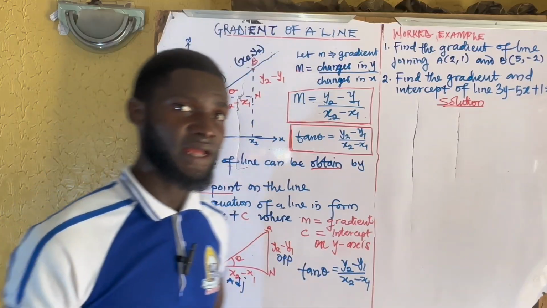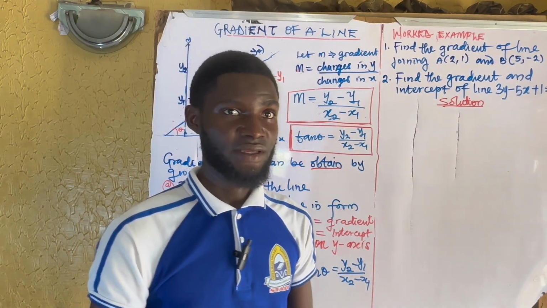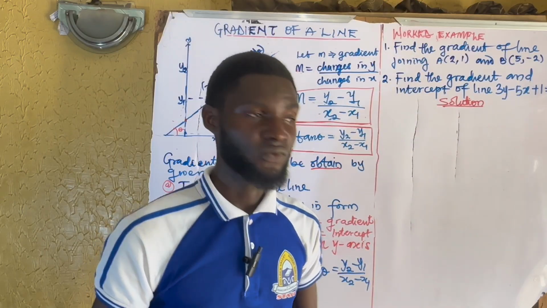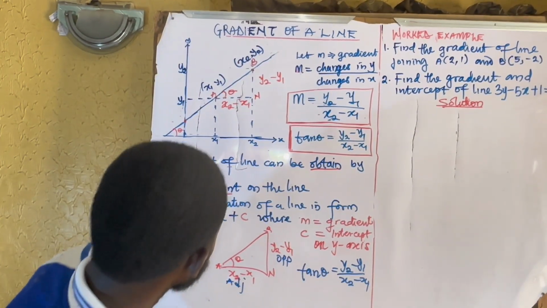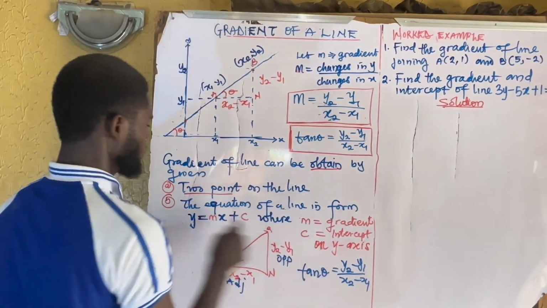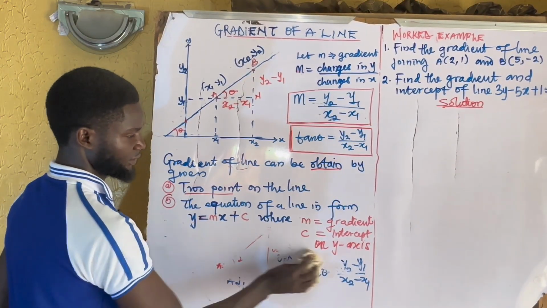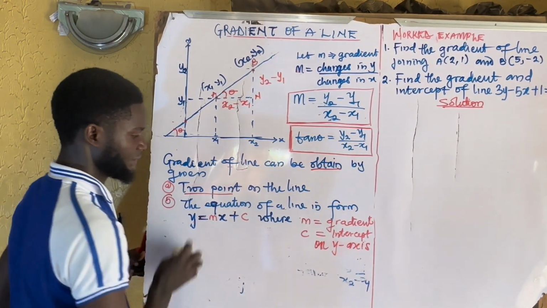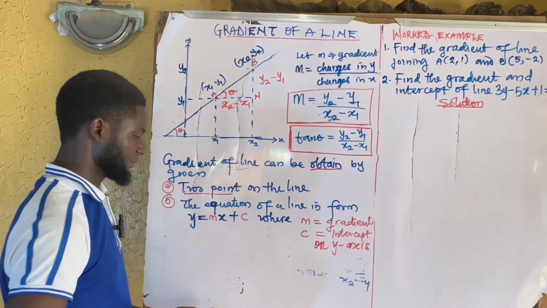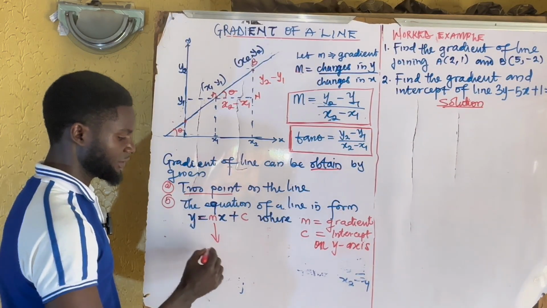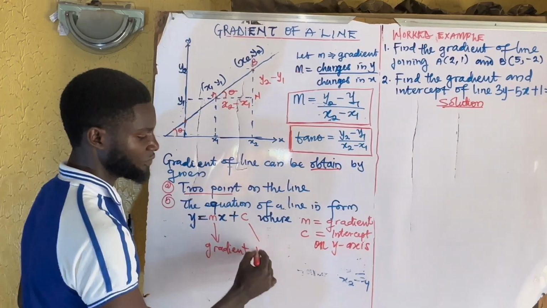Also, another aspect we can look into is how to find the gradient of a line. To find the gradient of a line, we are going to be given some parameters. The first is when we are given 2 points on the line, and also when we are given the equation of the line in the form y equals mx plus c, where m is the gradient and c is the intercept.